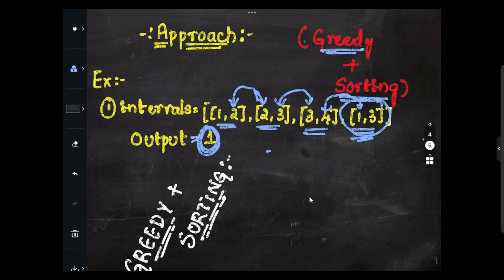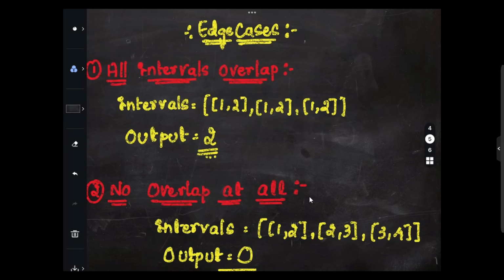Now as we are completely familiar with the approach, let's discuss the edge cases one by one. The first edge case is where all intervals overlap. When I say all intervals overlap, we must remove 2 to keep one non-overlapping. So here in this case we have 1 comma 2, 1 comma 2, 1 comma 2.